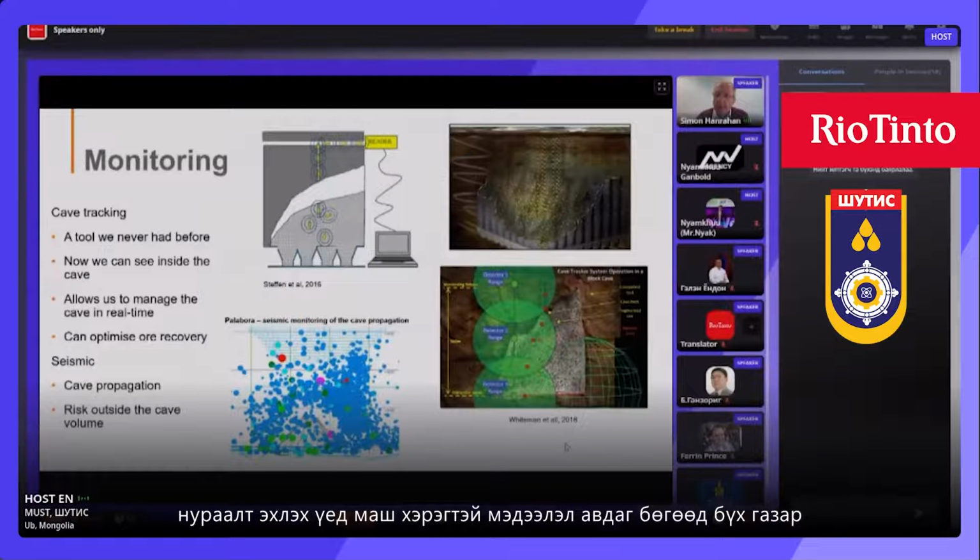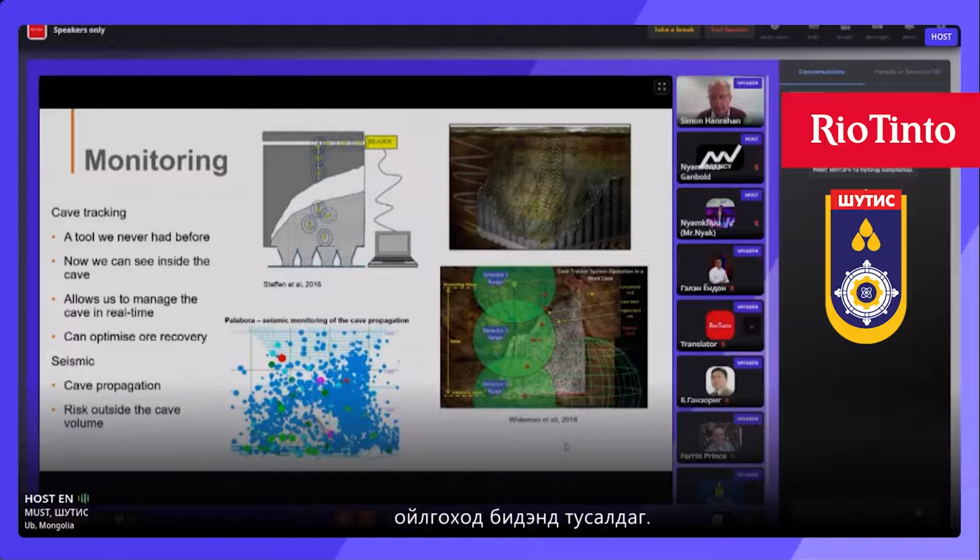And those seismic events are really informative for us when we're initiating a cave, because they tell us how we want to see that. That's a good thing, to see all that seismic activity. And that's telling us that our cave is stressing and it's starting to propagate up towards surface. They also help us understand what's going on outside of the caving volume, which was illustrated by that previous slide from the Cadia example I gave you.